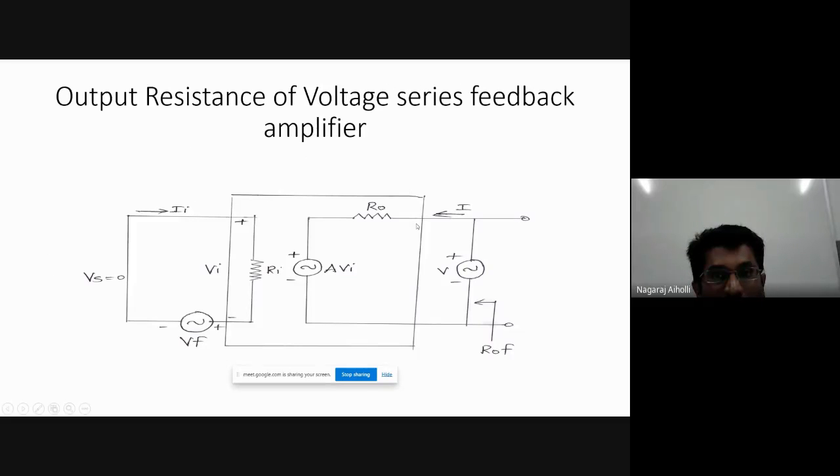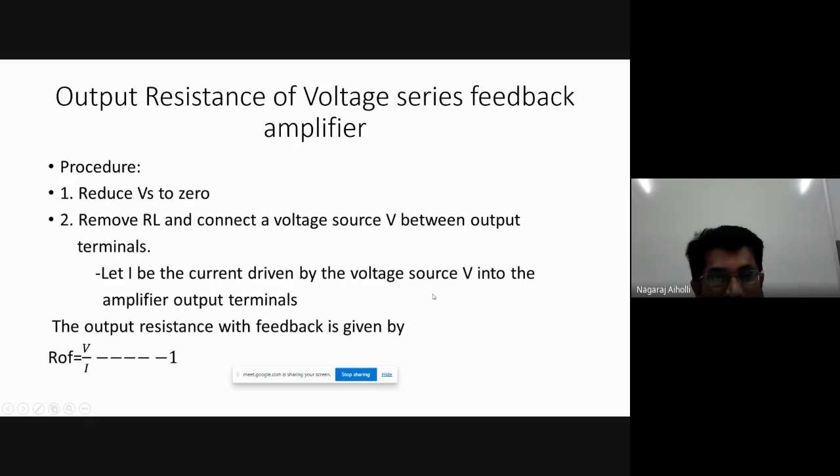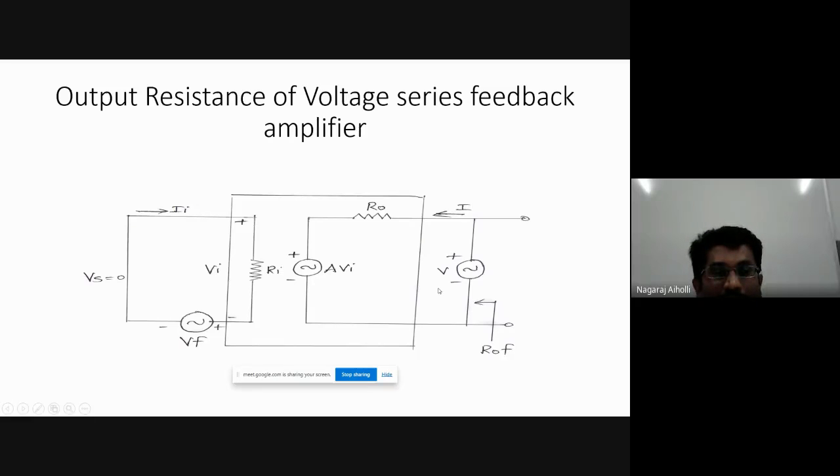Then we derived the output resistance of the voltage series feedback amplifier. There is one point regarding how to find it. Whenever we want to find the output resistance of any amplifier, we have to short the input voltage Vs, and then connect a voltage supply across the output terminals.